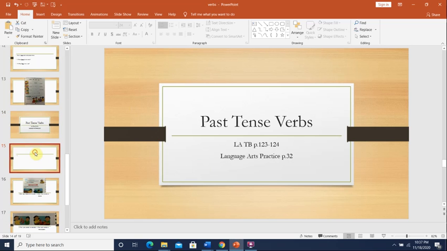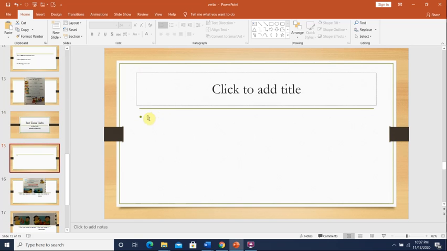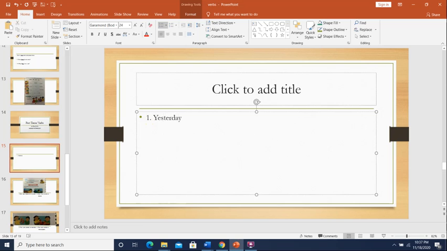What about the past tense? What do you think we will do? Okay, when the sentence is in the past, we will add ed to the verb. Ed, okay? I say, yesterday I play, I add ed. So yesterday is a word that shows you that something already happened. Yesterday means the day before today. So yesterday I play. Play is the verb.